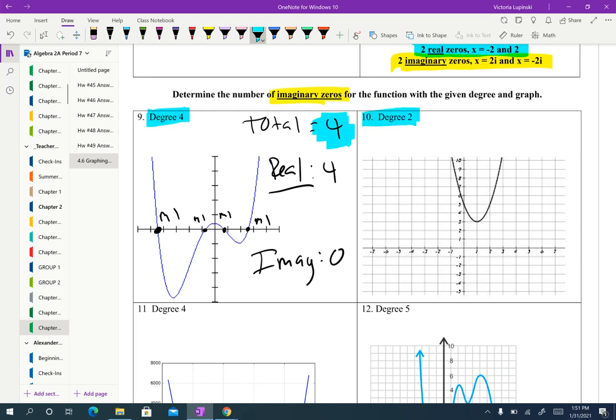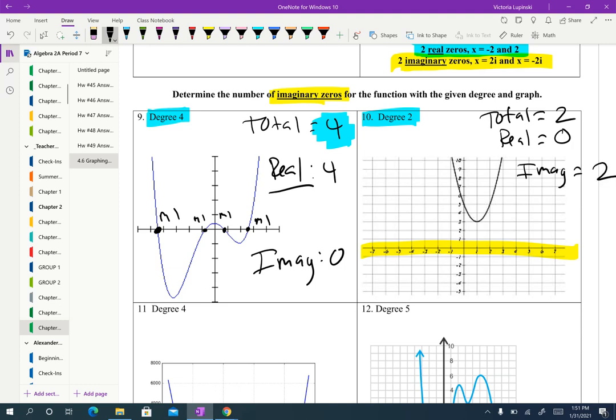Compare that to number 10. So in number 10, I am telling you that it has a degree of 2. So you know that in total, there have to be 2 solutions. In terms of the real solutions, if you look at your x-axis, you would agree that there is no crossing. And again, because it's only degree 2, the graph is not allowed to turn back down. So how many x-intercepts do you see?